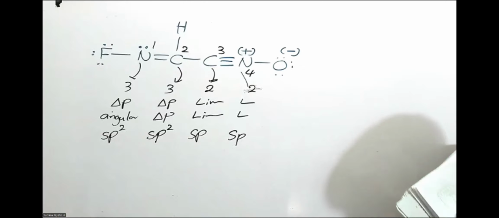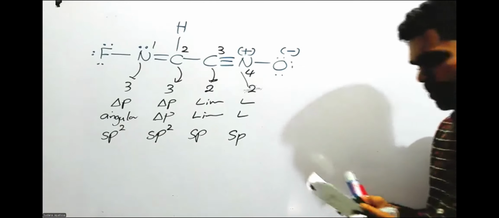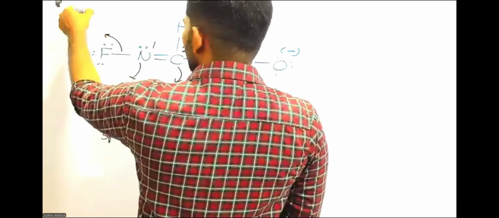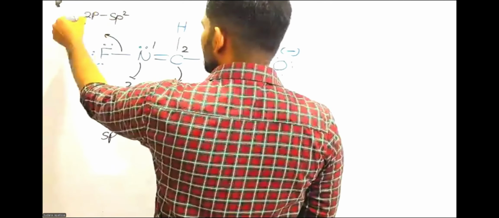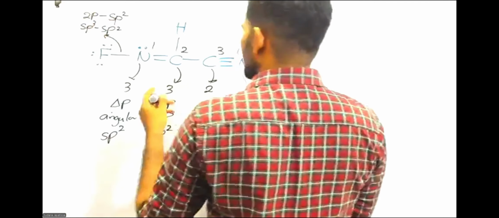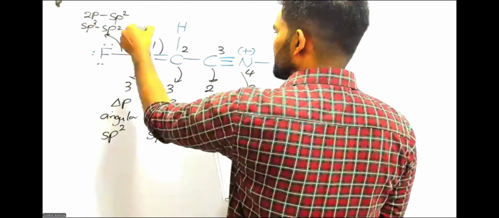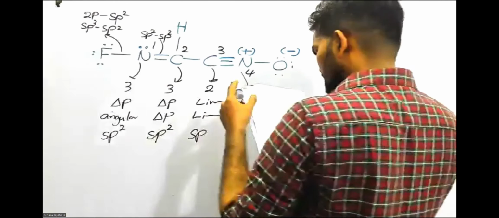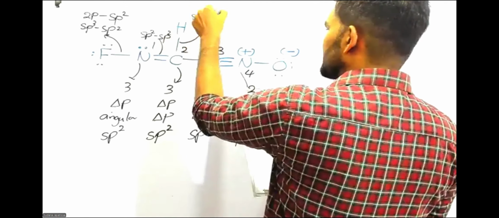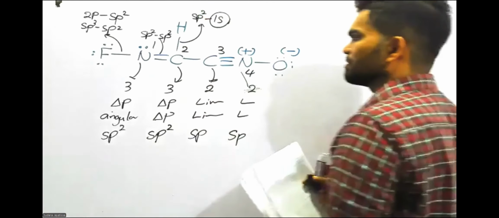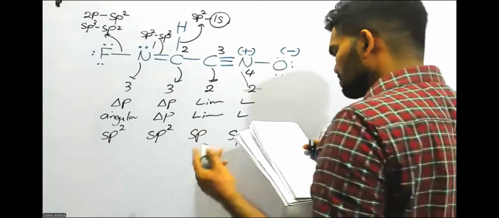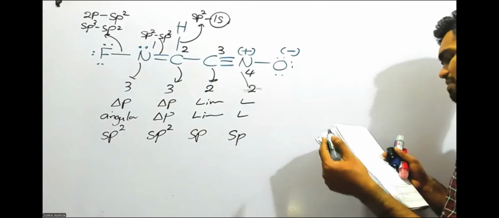I hope those things are simple for you. Then we can go for the bonding. For N1 and F, this bond is made between sp2 and sp3 orbitals. Then N1 and C2, sp2 sp2. Then C2 and H, this bond is sp2 and 1s. That is a special thing for hydrogen: you have to say 1s, don't just say s, and there is no hybridization for that. You have to always write 1s.